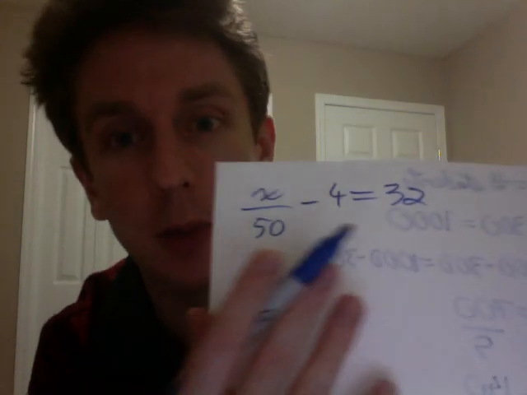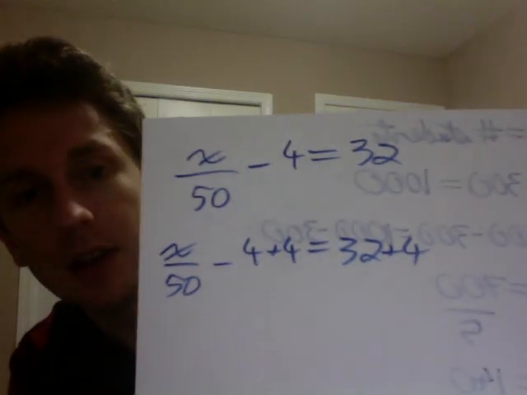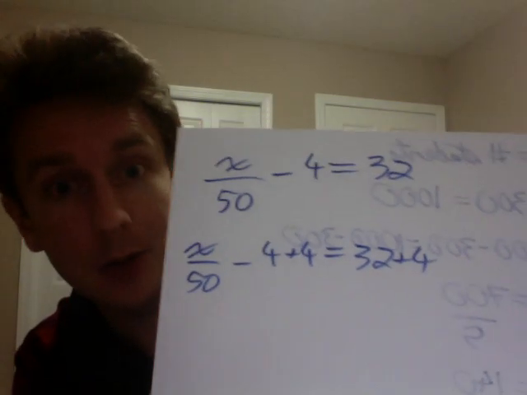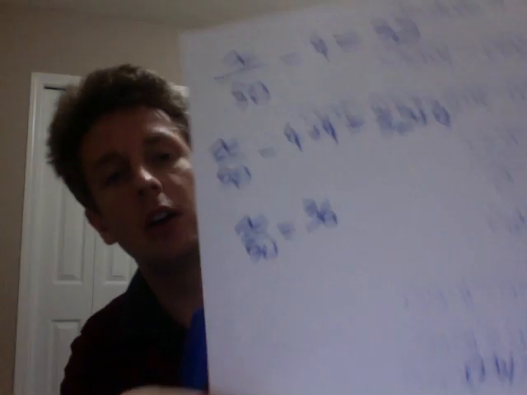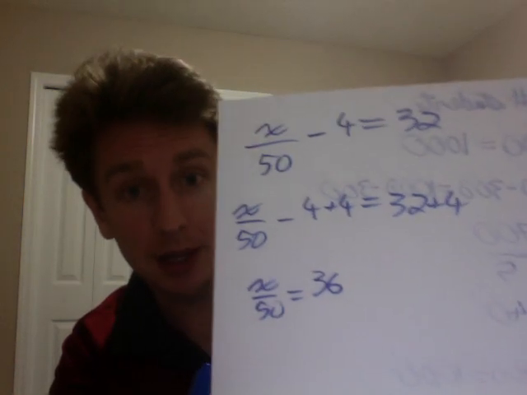Okay, so once again, we're going to take the easy way first. We're going to add 4 to both sides to get rid of the subtraction. So x divided by 50 minus 4 plus 4 equals 32 plus 4. The minus 4 plus 4 cancel out. x over 50 equals 36. Ooh, I should have given myself smaller numbers. So to get x by itself, all we have to do now is multiply each side by 50. Not so hard, right?